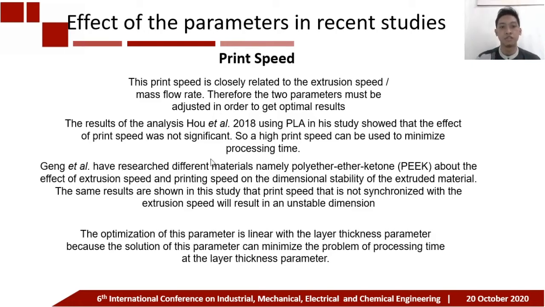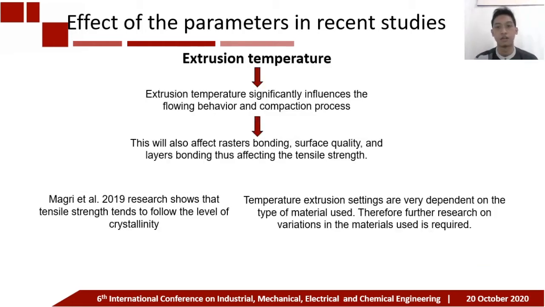Yang et al. have researched a different material, namely PEK, about the effect of extrusion speed and printing speed on the dimensional stability of the extruded material. The same results are shown, and the optimization of this parameter is linear with the layer thickness parameter because the solution of this parameter can minimize the problem of processing time at the layer thickness parameter.